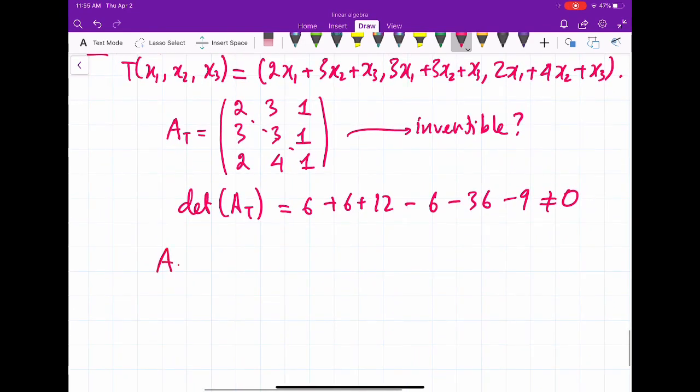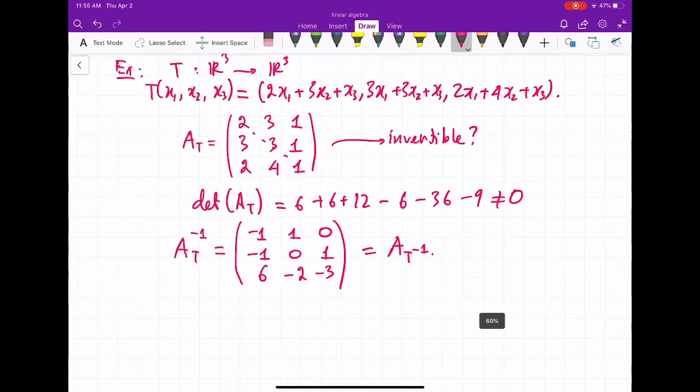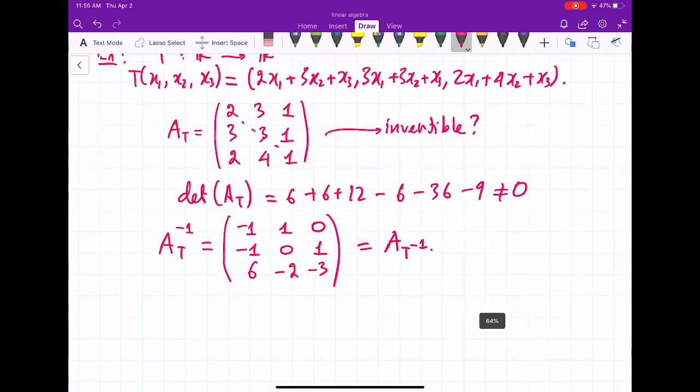You know how to find the inverse of this matrix, so I will not repeat that. I just write in short: negative 1, 1, 0, negative 1, 0, and 1, 6, negative 2, and negative 3. This is the inverse. And as we discussed previously, that is nothing but A of T to the negative 1. So you can write the inverse of this linear transformation.